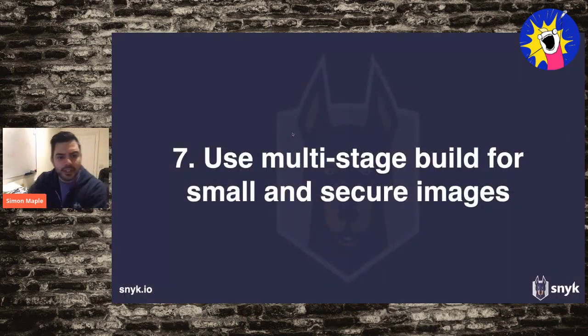One of the things that we can suggest is to also use multi-stage builds for small and secure images. What this is talking about is the idea that when we are building our image, we do a number of things before we are ready to go to production. If we take something like Golang or Java, for example, we need to build that application first. That could include compilation and other things.